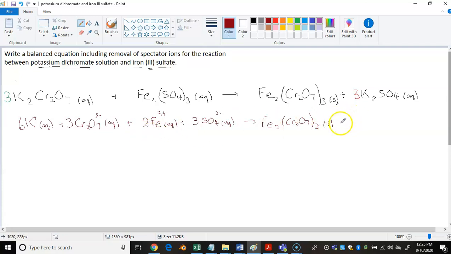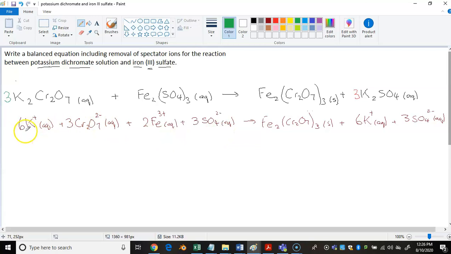Plus 6K+ aqueous plus 3 SO4 2- aqueous. Now you can see already how this is going to pan out. So once I've got this here, this is that equation above broken up into ions. What I do now is go from left to right. I'm going to work through each of the reactants and see if they're identically the same on the other side of the arrow or not.